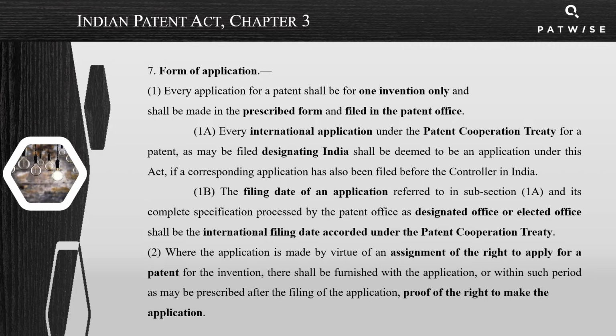Subsection 2 says, where the application is made by virtue of an assignment of right to apply, which means if the assignee is the one who is applying, then the proof of right, that is the proof that the assignment was made by the inventor to the person who is applying, should also be filed along with the application.